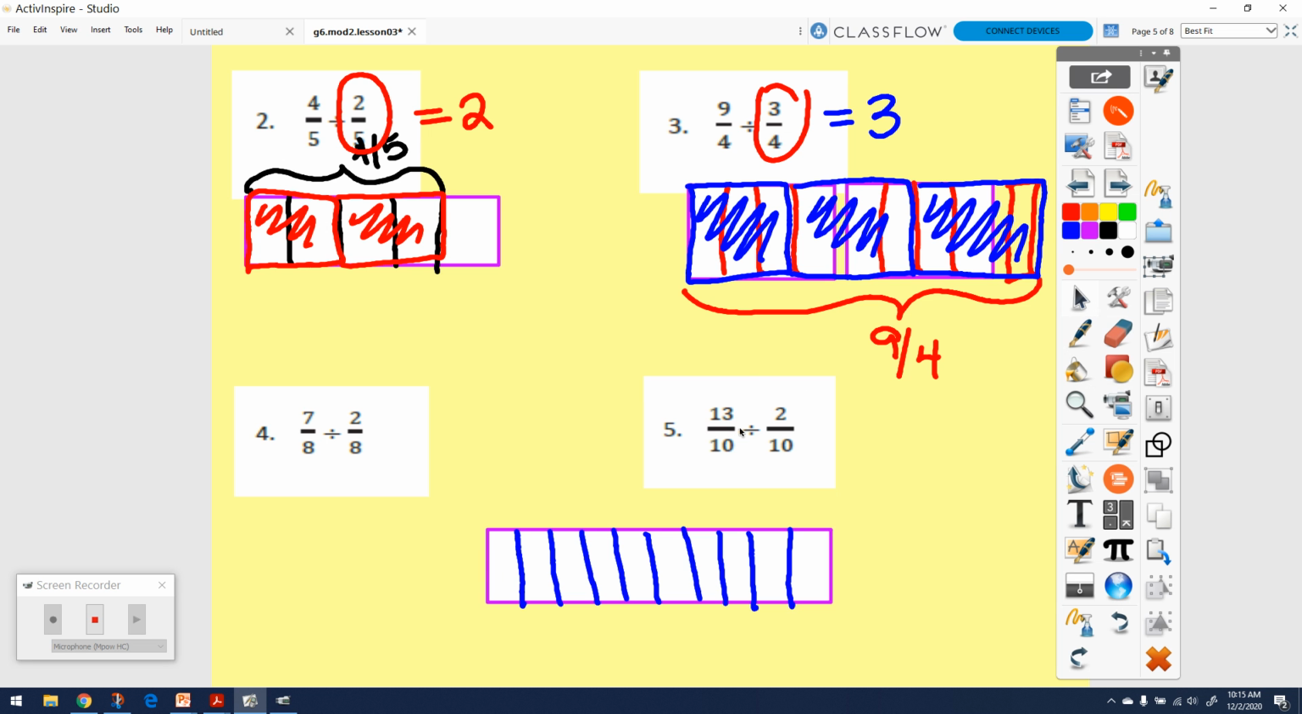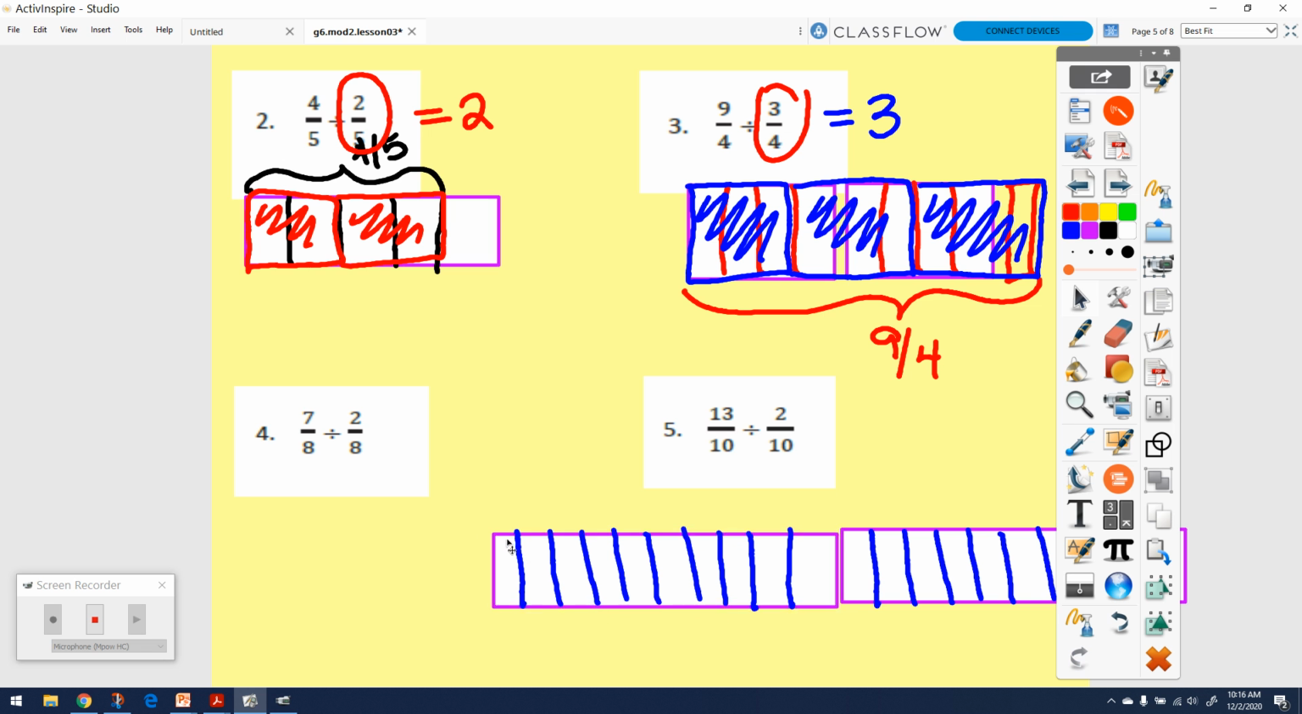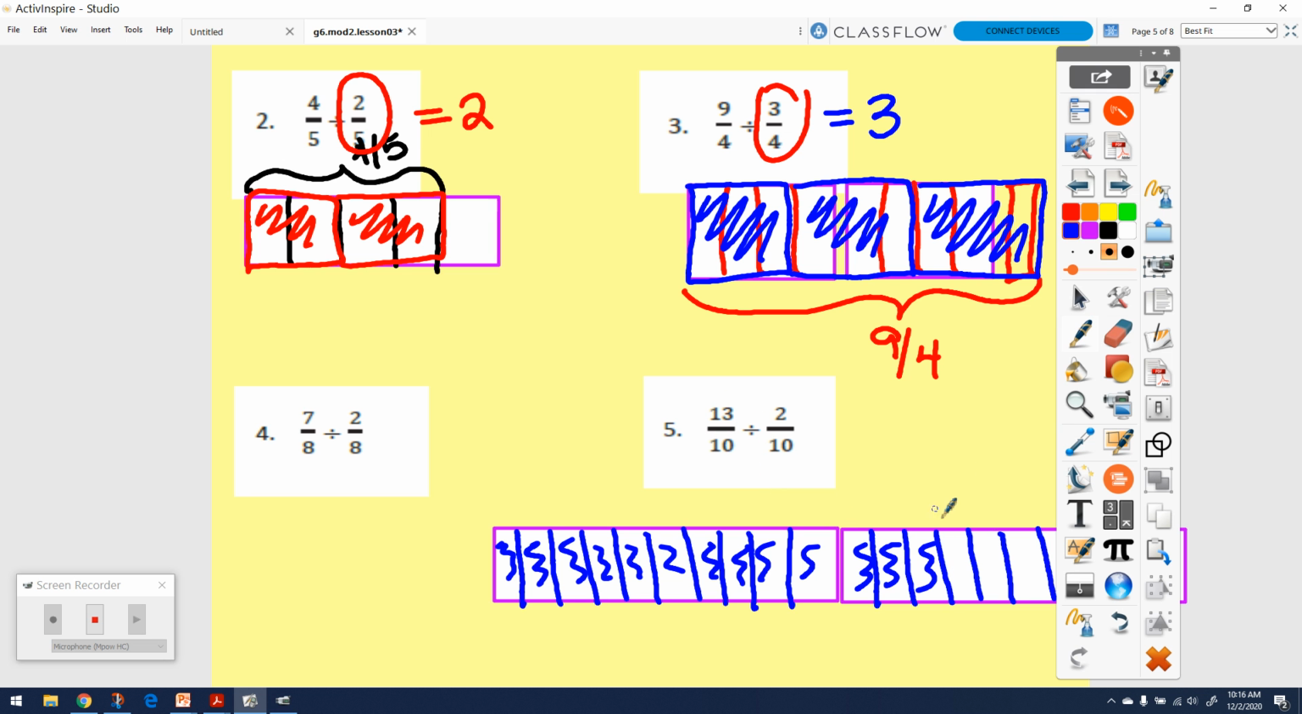But when I look at this, it again says I need 13. So how many more do I need? Well, I need 3 more pieces. So I can still, if I wanted, copy this whole thing. But what you notice is that I only have 13 of them. So that means I have 1, 2, 3, 4, 5, 6, 7, 8, 9, 10, which is obviously my whole first shape. But then I only have 3 more. Okay, so those are empty. Here is my 13 tenths.